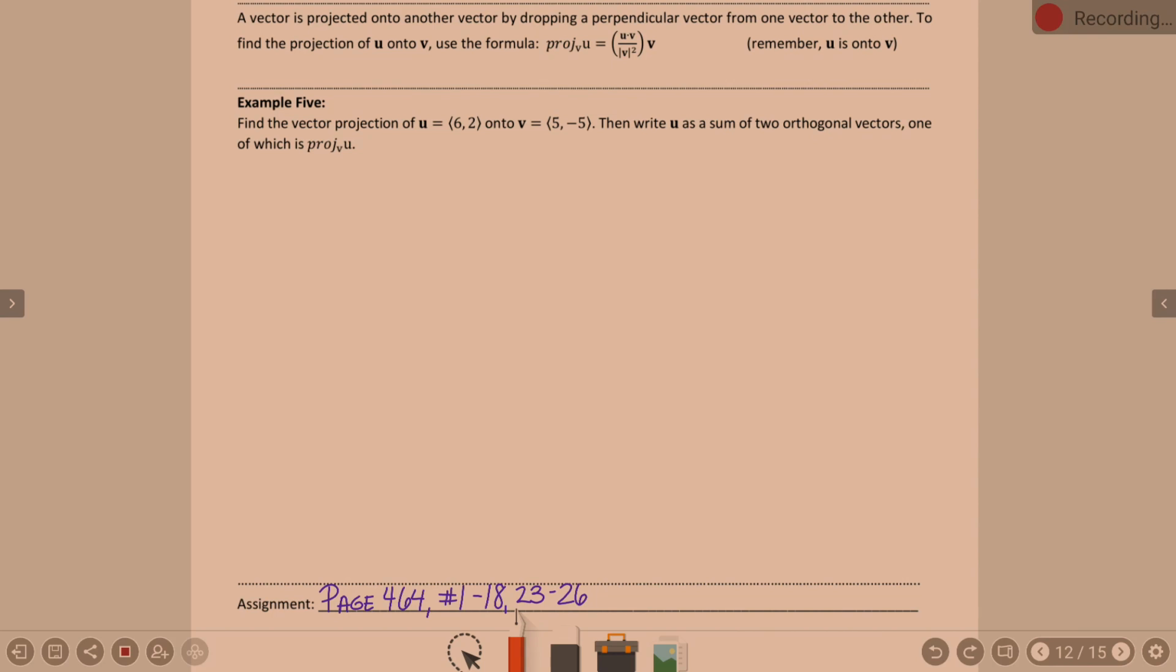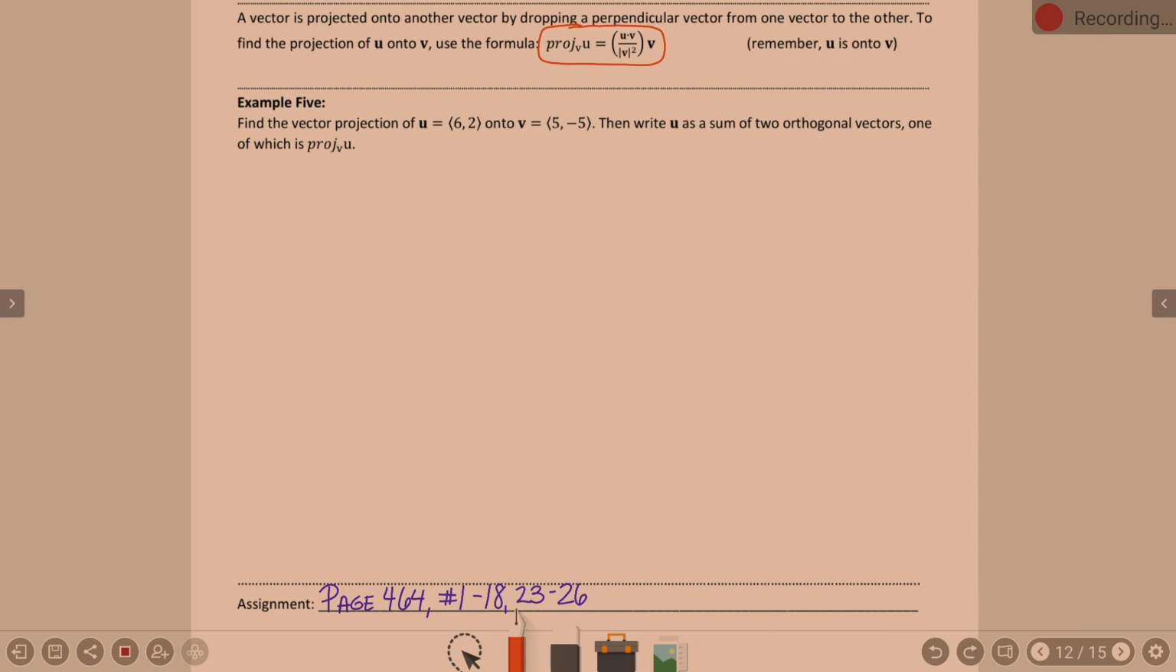This looks like Walmart. It's a little loggy. It's not loggy though, it's just how they express the formula. I trust you. Okay? So that is the projection of v onto u, or excuse me, u onto v.